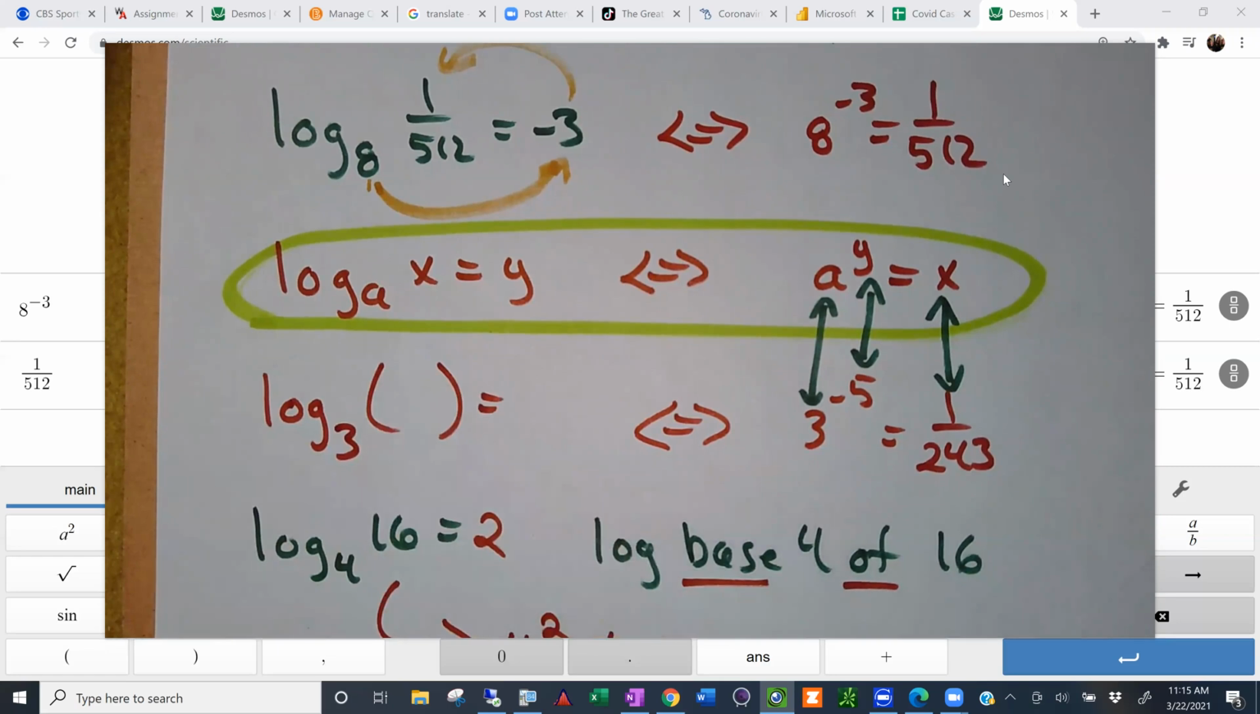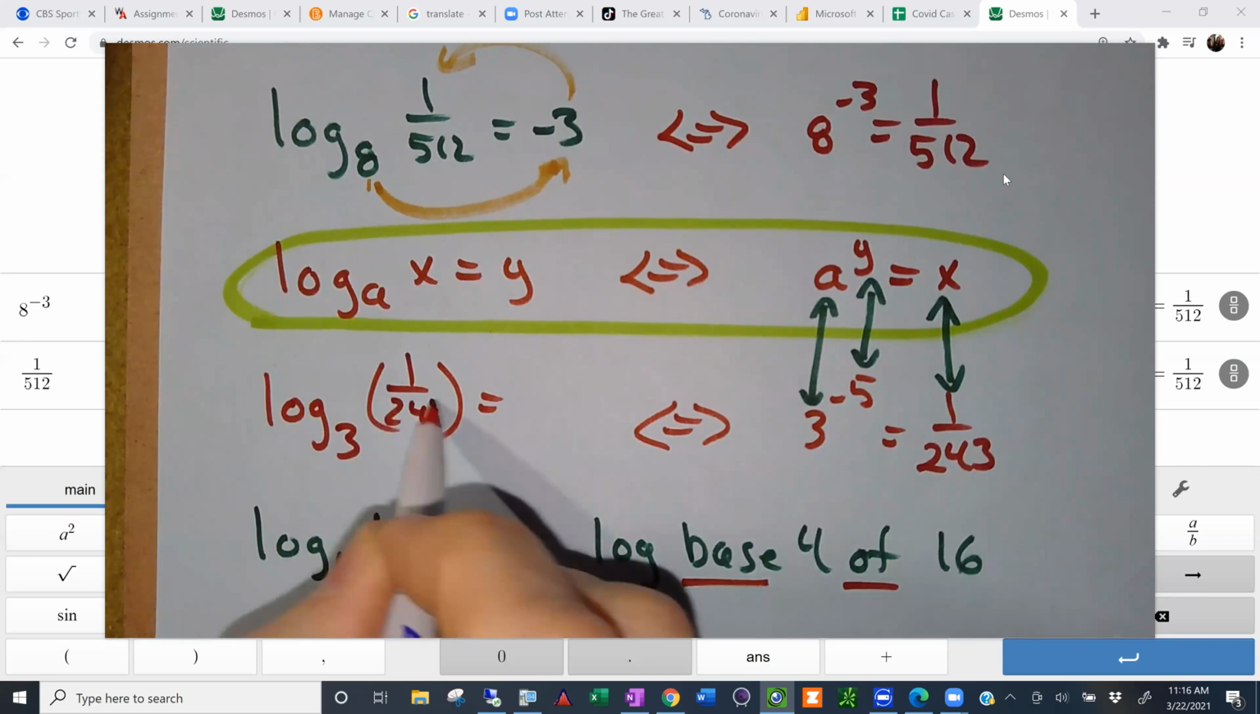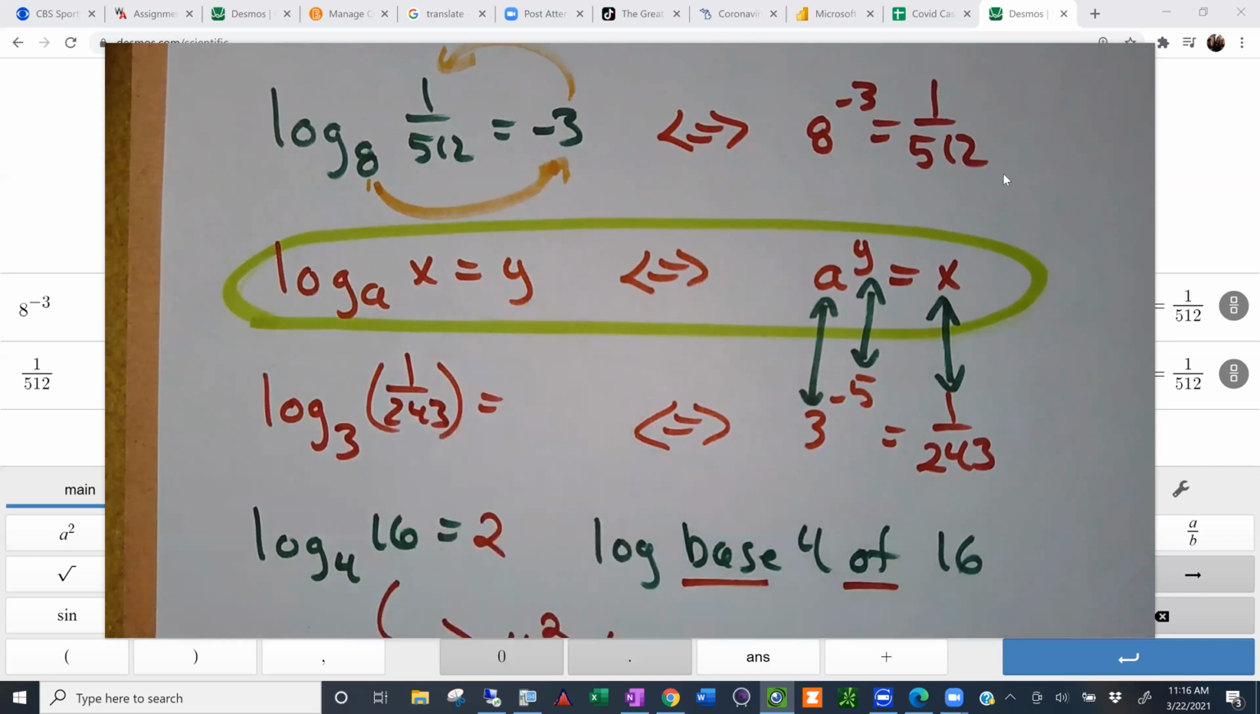Someone else for the X. What's X going to be in this case? 1 over 243. 1 over 243 equals Y. Well, what number haven't I used? What's Y equal to in this case? -5.